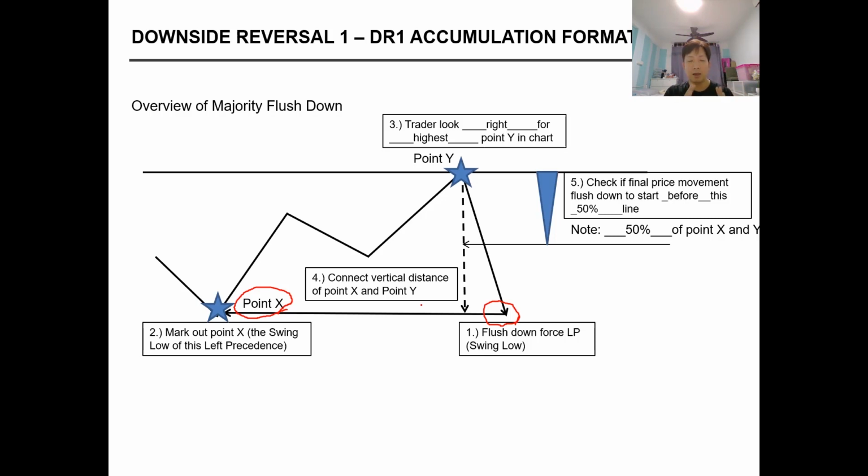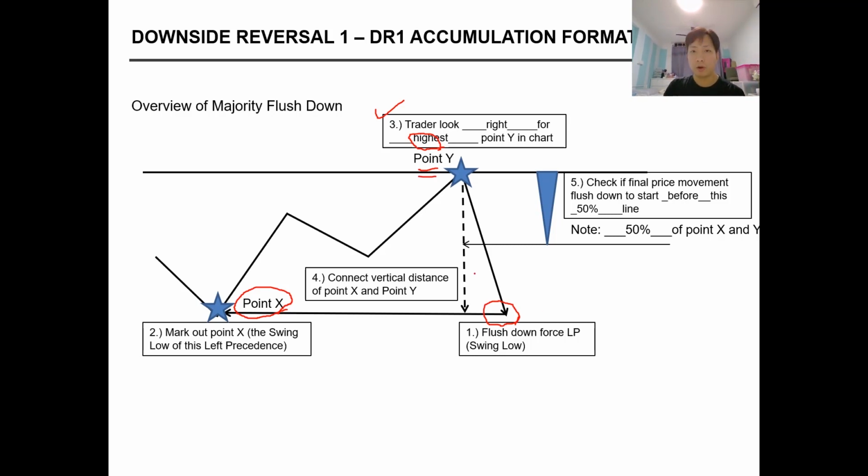At the start, my advice is to focus on, let's say, a bullish or bearish FS strategy that we covered in the earlier video, or just focus on UR1 and DR1 first. Okay, we have many other setups that we cover in our price action manipulation strategy. So you can just focus on one pair of strategy and be good in that first before you move on slowly and surely. Okay, so let's say you mark this as point X, and the third step is to look right for the highest point. So just now to check for majority flush up, you look for the lowest point. Now you're looking for the highest point. You mark this point as point Y.